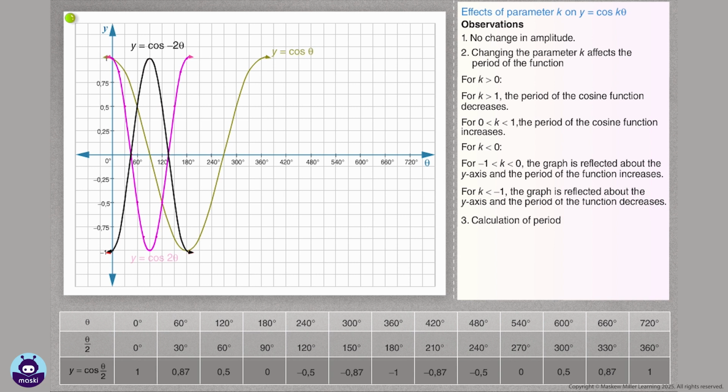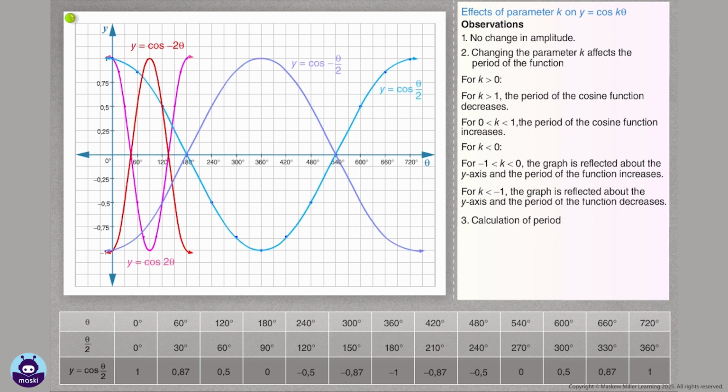Note that we can also calculate the period of the function algebraically. We simply divide the period of the basic cosine function by the magnitude of k, that is, ignoring the sign.